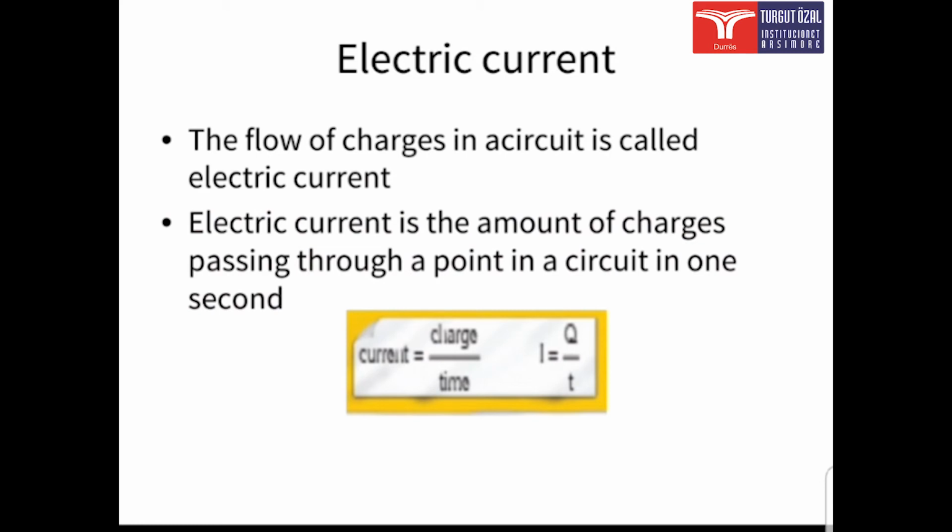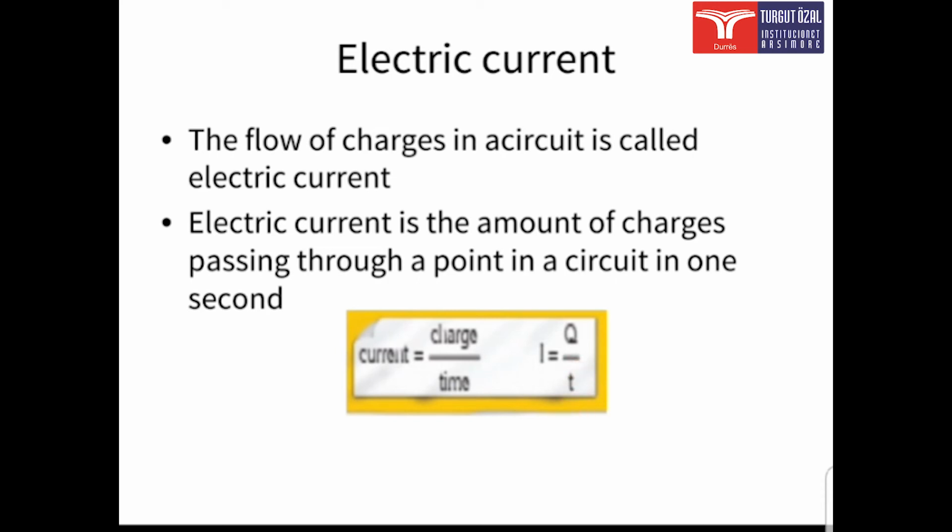Electric current. The flow of charges in a circuit is called electric current. Electric current is the amount of charge passing through a point in a circuit in 1 second. The formula of electric current is charge over time, I = Q/T, in which the symbol of electric current is I, the symbol of charge is Q, and the symbol of time is T.